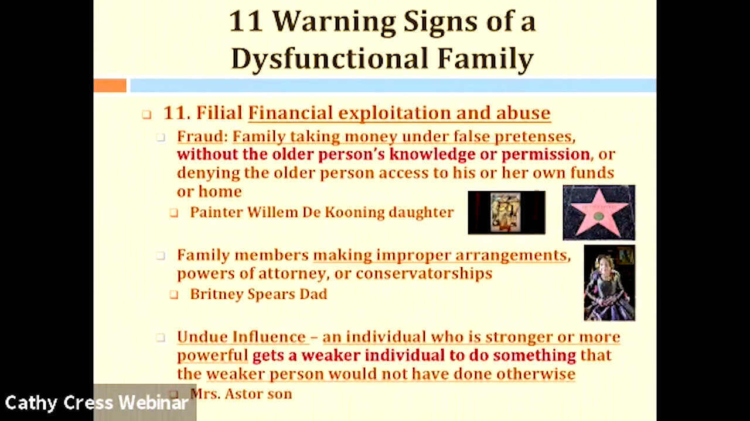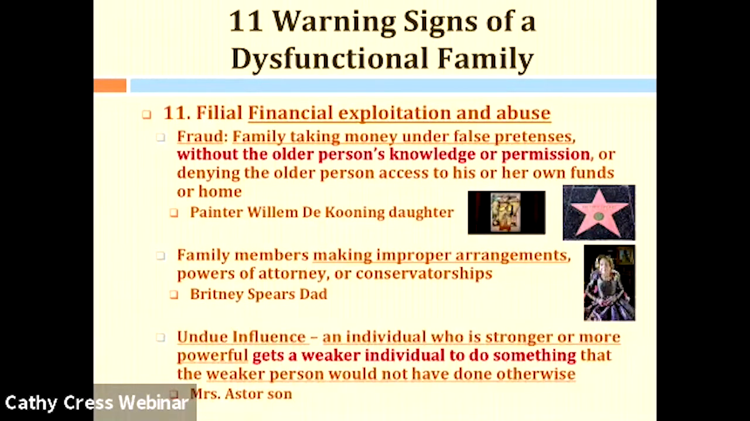The next sign is financial exploitation. And financial exploitation and abuse is rife in the dysfunctional family, and I've talked about that. And that's the family taking money under false pretenses without the older person's knowledge or permission, and denying the older person his own funds. And I'm going to give you 3 examples.